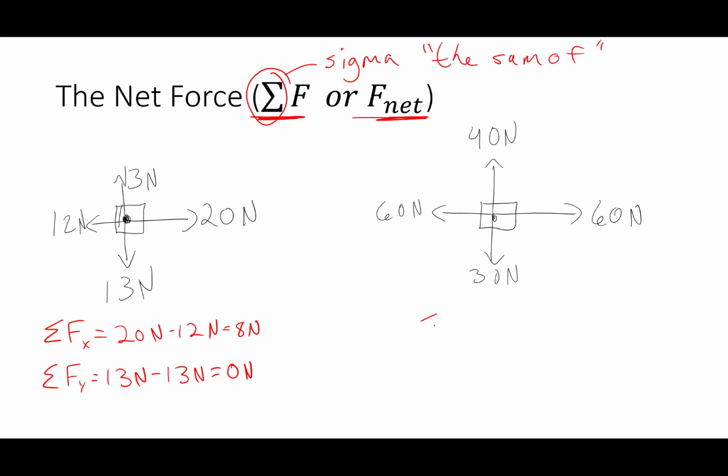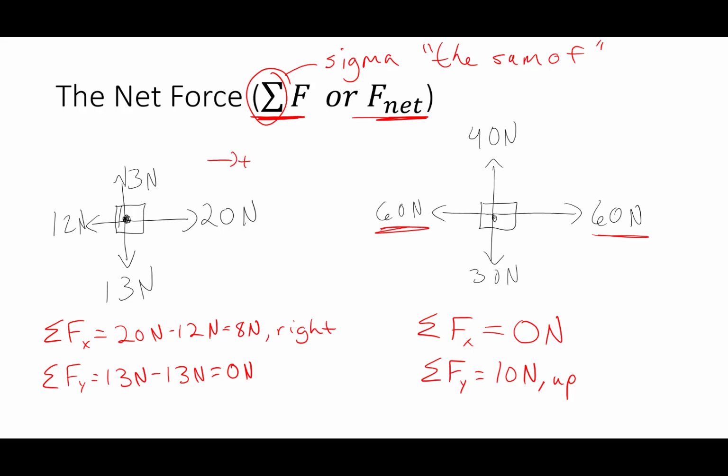Let's do the same over here. Sigma F in the x direction, well, we have 60 newtons to the right and 60 newtons to the left. They cancel, so the net force is 0. In the vertical direction, we have 40 newtons up, 30 newtons down, so sigma Fy is going to be 10 newtons up. And I should have labeled the direction of the force over here in the x direction, 8 newtons to the right, since I didn't clearly define that right was positive and up was positive. Usually we pick the positive direction just to be the direction of the net force to make it easier.